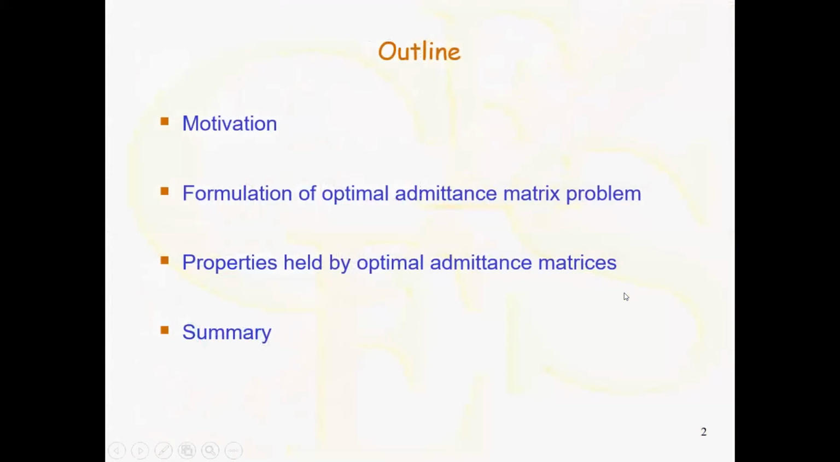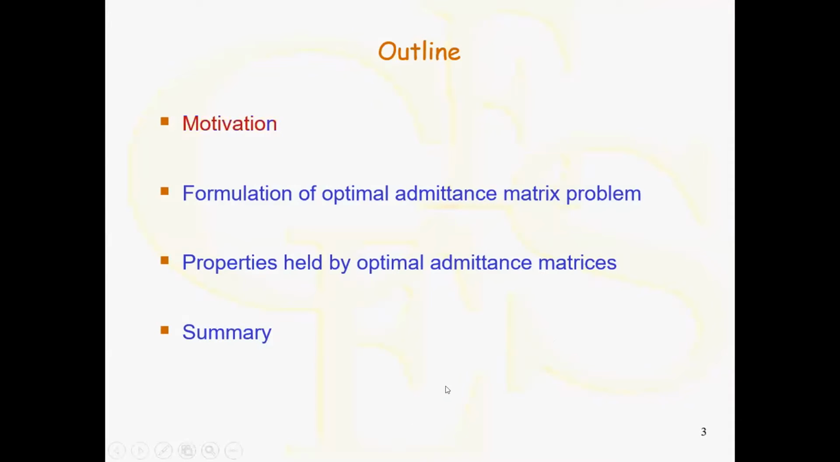And my talk actually consists of the following 4 parts. So first, I will briefly introduce the motivation of our work and then present the formulation of the so-called optimal admittance matrix problem. Then the optimal admittance matrix obtained by the proposed optimization model has some interesting properties which will be discussed in the 3rd part. And finally, I will finish the talk with a summary.